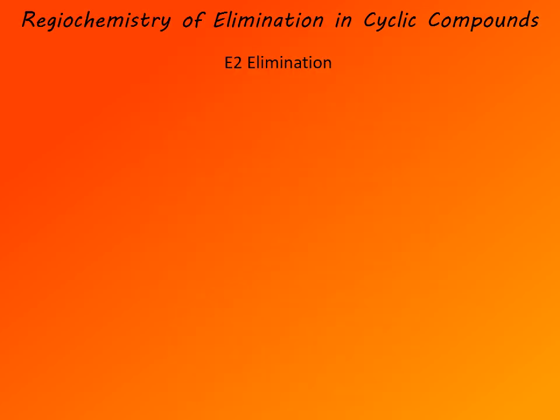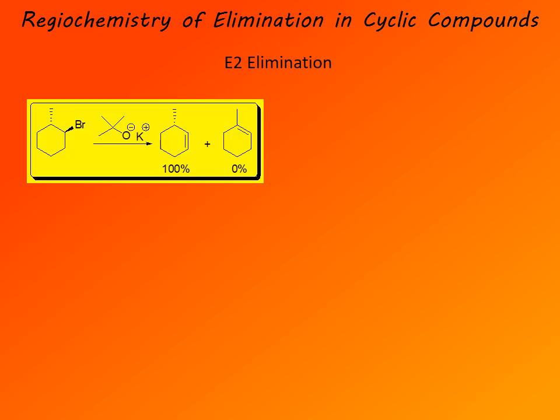Now we are going to look at regiochemistry of elimination in cyclic compounds. E2 elimination is actually somewhat complex. And here is an example. Elimination from 1-bromo-2-methyl, or trans, that's important, trans-1-bromo-2-methylcyclohexane, with tert-butoxide as a base, proceeds to give 100% 3-methylcyclohexene and 0% 1-methylcyclohexene. That's actually a somewhat surprising result.